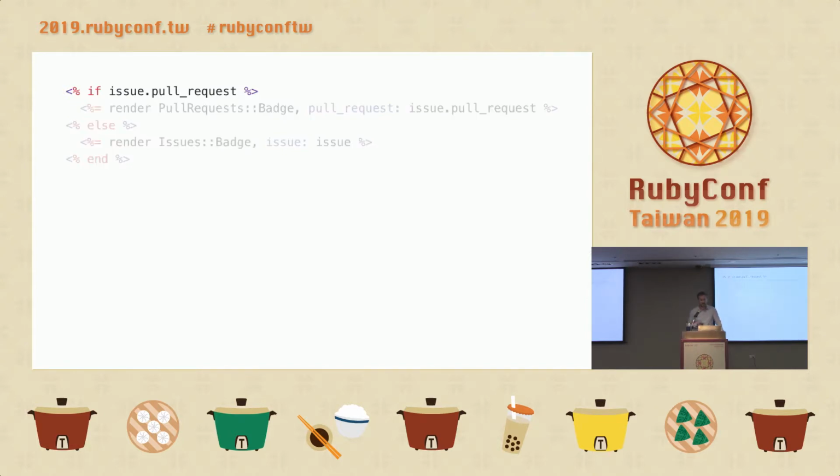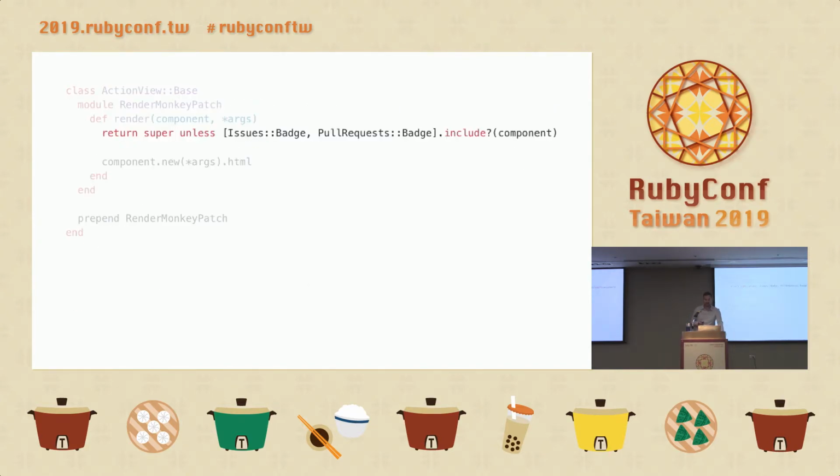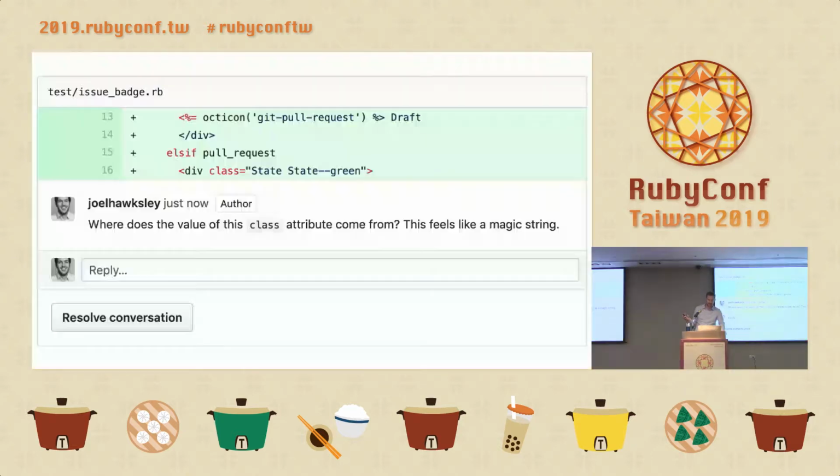Based on whether the issue has a pull request, we can render either the pull request badge or the issue badge. So back in our monkey patch again, we'll need to update our conditional to look for both components. So let's check our tests. We're still green. So let's look at our code review some more.